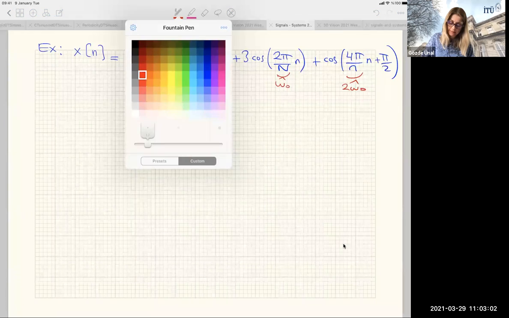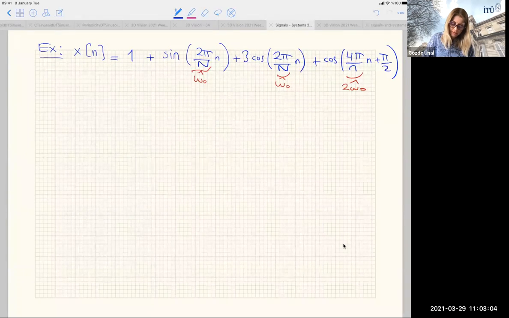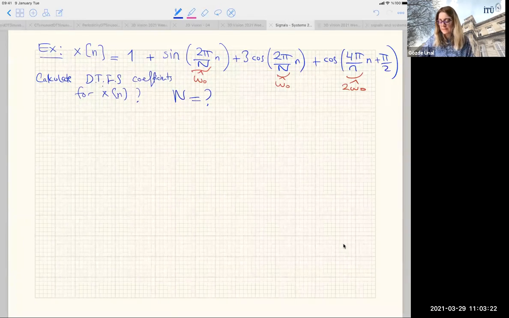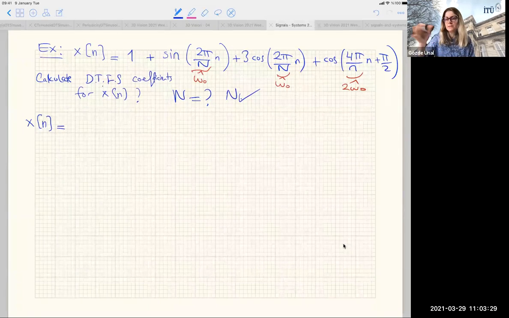The question is, calculate the discrete time Fourier series coefficients for x of n. Here you have to start by asking what is the fundamental period. It's N here, given as symbolic, so it's fine. Now x of n is really just expanded by Euler expansion. Let me give you this and leave the rest up to you.